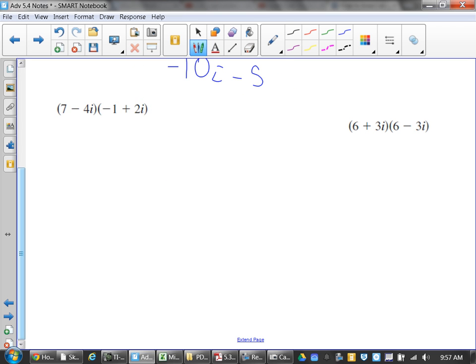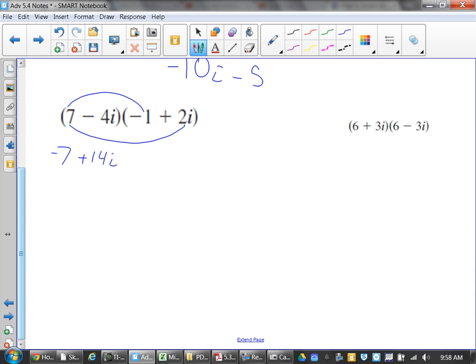Same exact idea goes for FOILing. If I'm going to FOIL this out, I get the same exact process. I go first, outside, inside, last. So I have 7 minus 4i times negative 1 plus 2i. First term gets me negative 7. Outer terms gives me positive 14i.